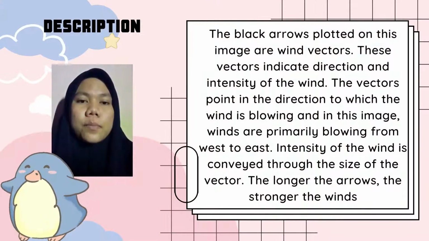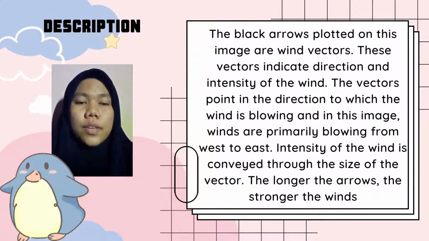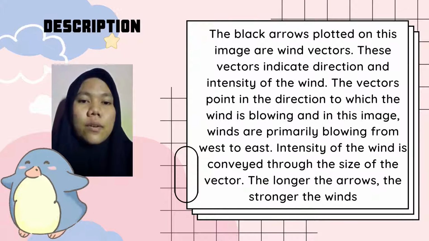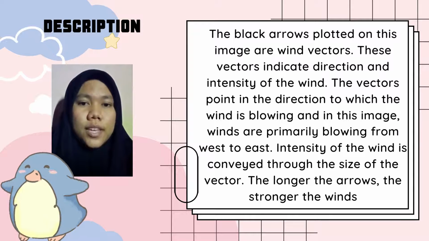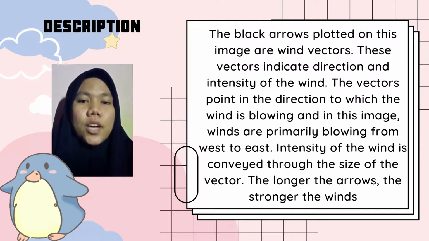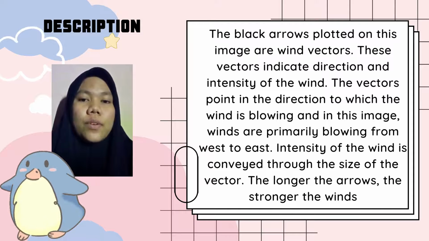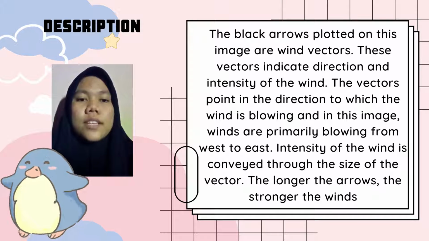The black arrows placed on this image are wind vectors. These vectors indicate direction and intensity of the wind. The vectors point in the direction to which the wind is blowing in this image. Winds are primarily blowing from west to east.